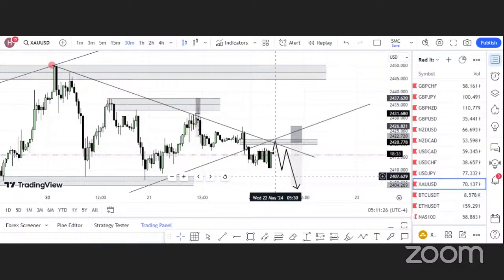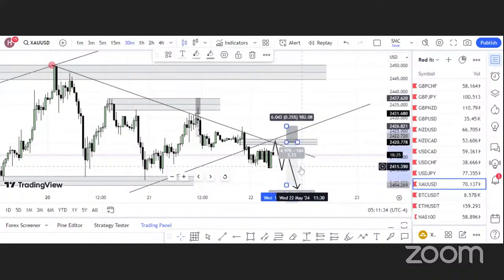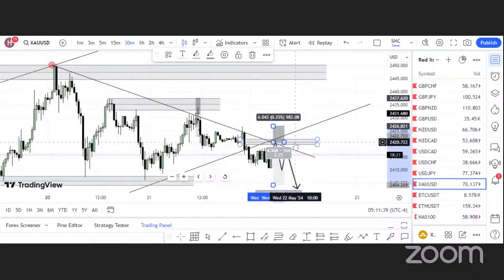So we have analysis on XAUUSD, and as I've said earlier, I'm waiting for the market to get to this point, right?